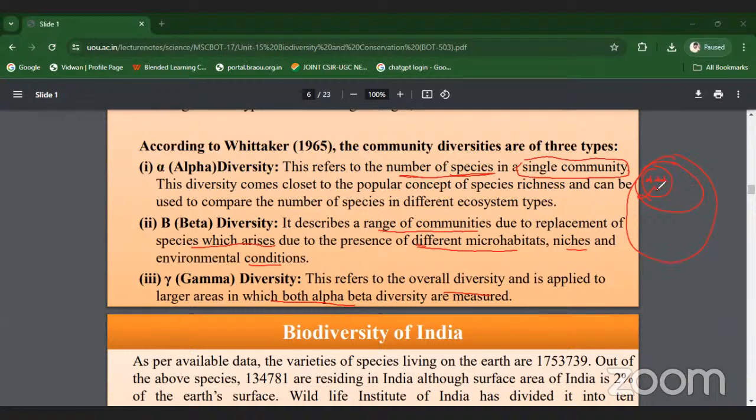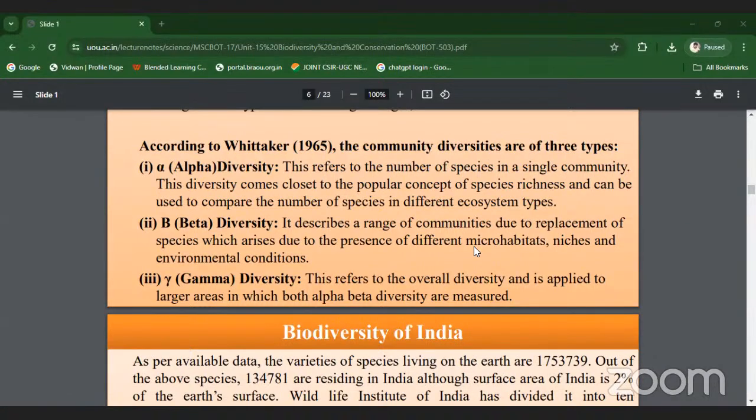For example, this is the polar region, where tigers are there. Here, in the tropical region, tigers are there. So both are the same species, but in a different region. That is beta. If you take the entire biosphere, meaning the polar region, a tropical region, a desert region, a tropical forest region, all together is called gamma. So this is about types of diversity.